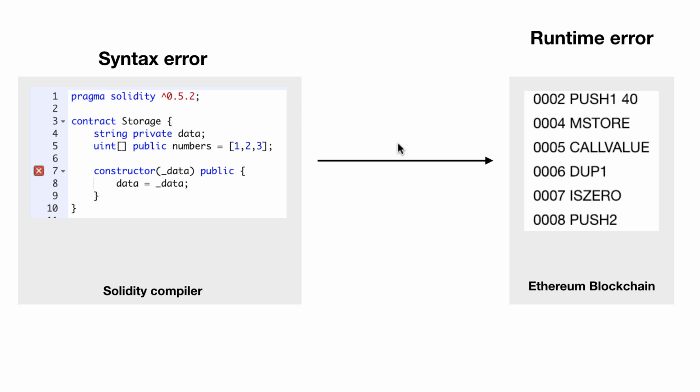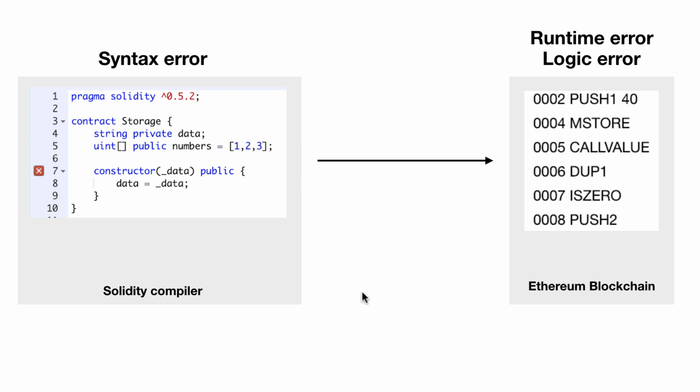Runtime errors are a little bit more difficult to troubleshoot than syntax errors because you don't have the help of the Solidity compiler to tell you when this happened. And usually they're also a little bit more serious because at this stage you have already deployed the smart contract to the blockchain and you can't just change the code or update it to fix the problem.